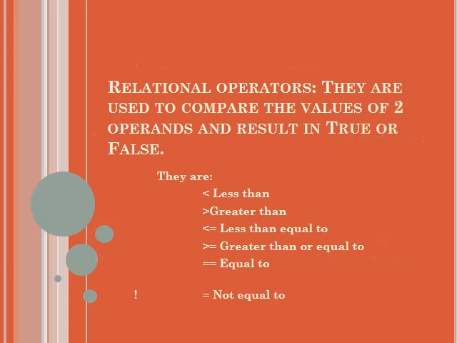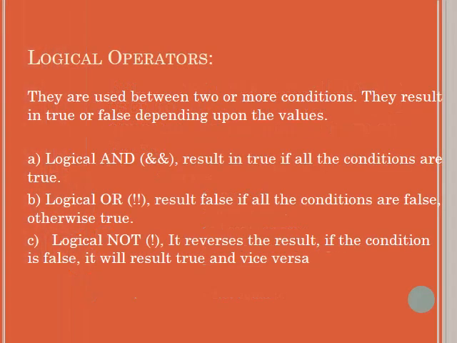Next we have relational operators. They are used to compare the values of two operands and the result is true or false. That means these relational operators are only used for comparison and return a value either true or false. They are less than, greater than, less than equal to, greater than equal to, equals to, and the last one is not equal to.